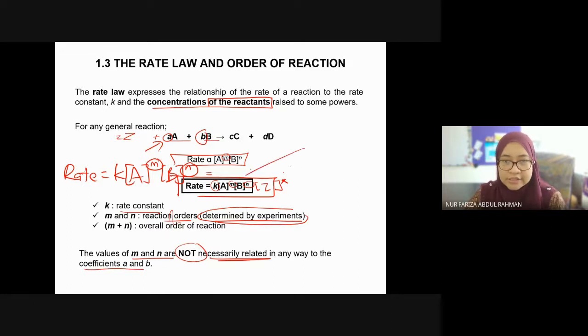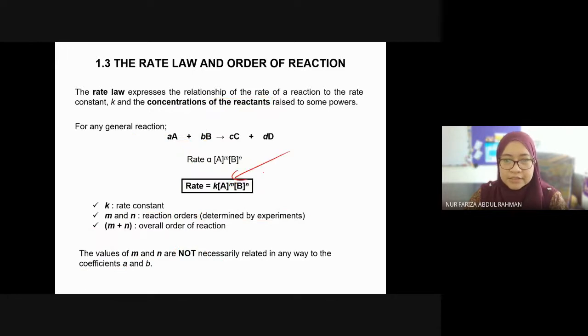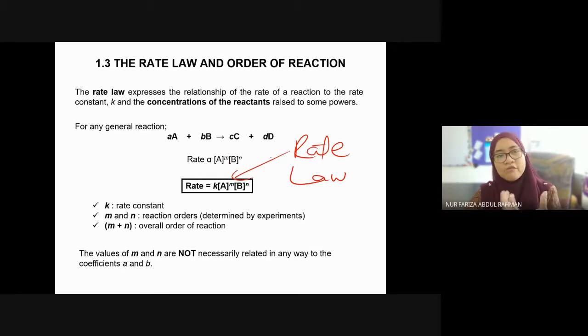Okay, all right, so this is what we call, okay, delete first. This is what we call rate law, guys. This is the rate law. Okay, so it depends on the concentration of the reactants only, not the product. Because reactant is the one that we can control. That's why kita hanya ambil reactant sahaja. At the beginning, okay, kita hanya ambil reactant sahaja. We don't consider the product.